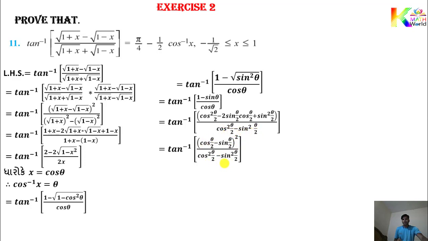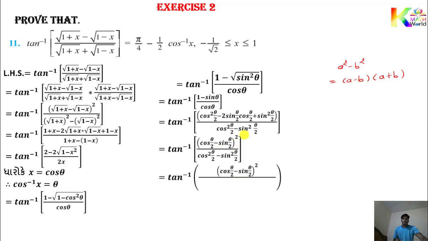Okay. So in denominator you have a square minus b square format. In denominator you have which format? A square minus b square. So you can factorize it. So you can write the factors of that, a minus b into a plus b. So using that we get tan inverse of cos theta by 2 minus sin theta by 2 whole square over a minus b into a plus b.